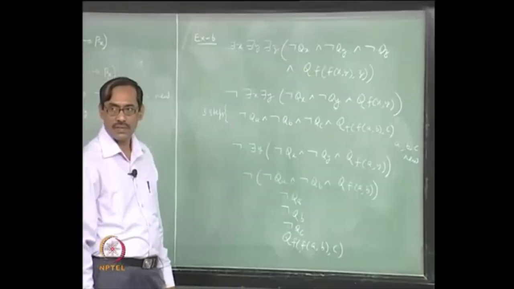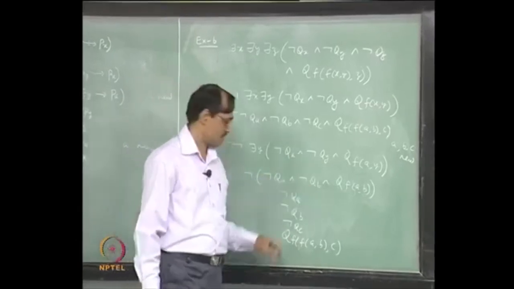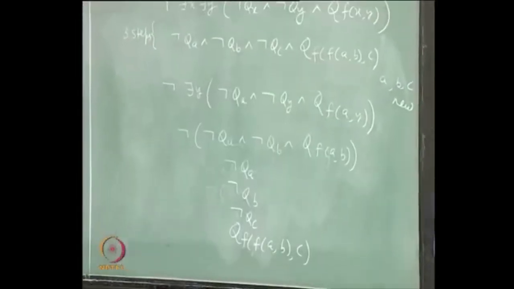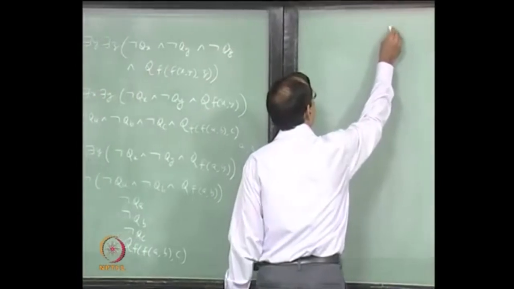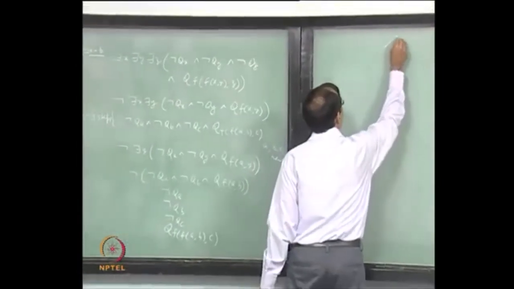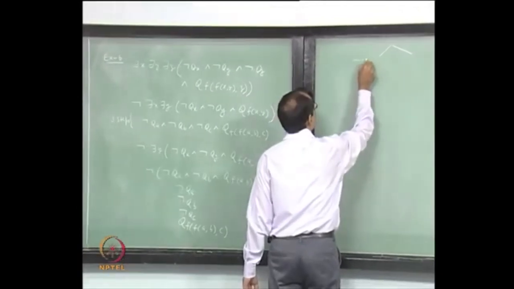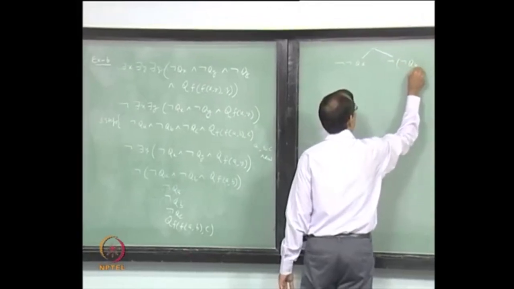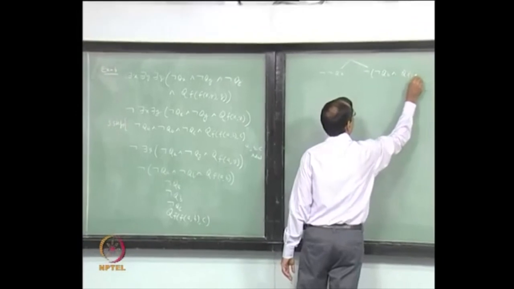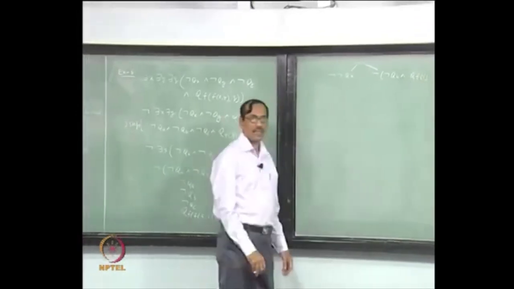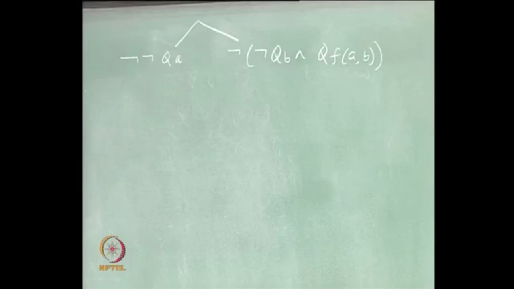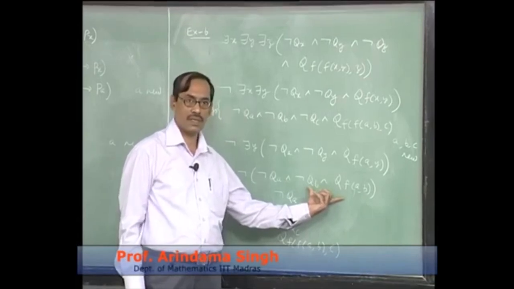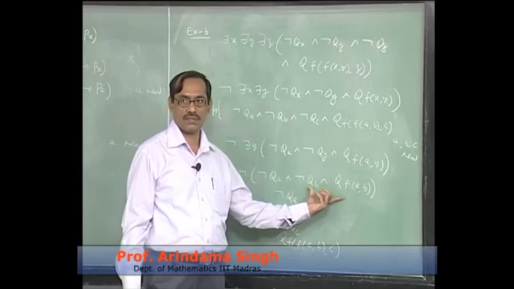We wanted them to close, right. So, now we have to use this even if it branches. So, what are the branchings? In fact, it will be 2 branches now. One is not not q a, another is not of not q b and q f of a b. Okay. Not of p and q, whole thing is q now. So, not of p and q is not p, another branch is not q. So, not of the whole thing.